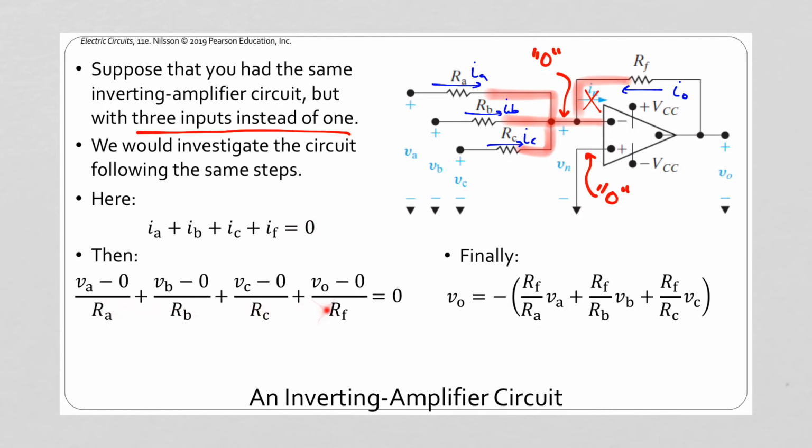I can write nodal equations for each one. VA minus 0 divided by RA, VB minus 0 divided by RB, and so forth. And then these are known values, so to speak. Those are our signals, and we want to know what the output is. So essentially we solve this equation for VO. We move everything else across the equal sign, which makes it negative. And so we end up with VO is negative all these terms, with the RF multiplied through to get the VO by itself. So we have this relationship when we have multiple summed inputs.